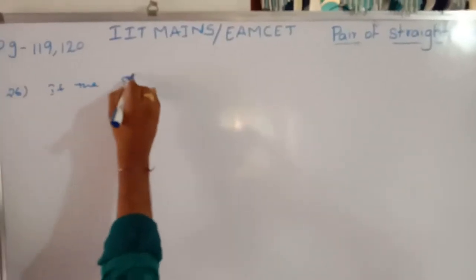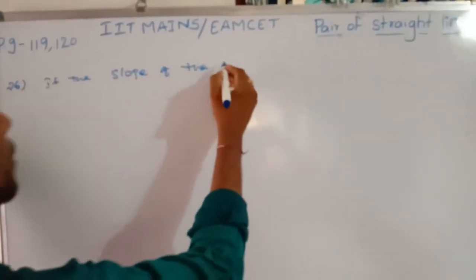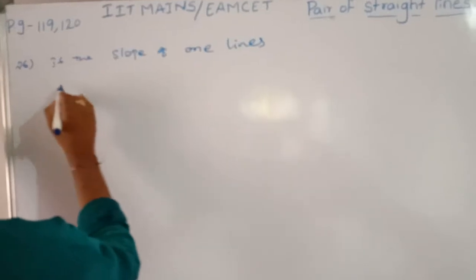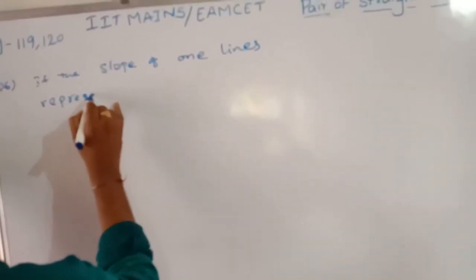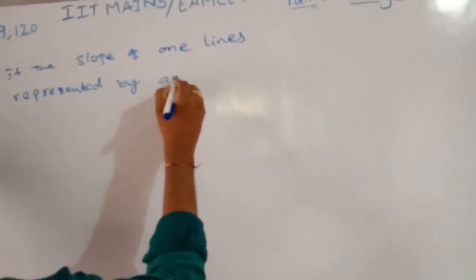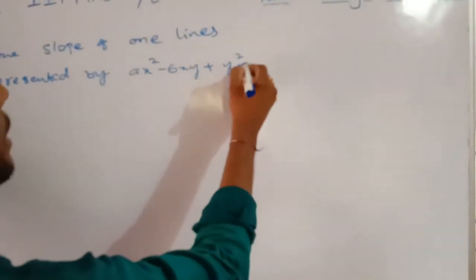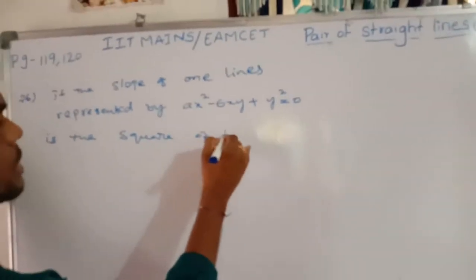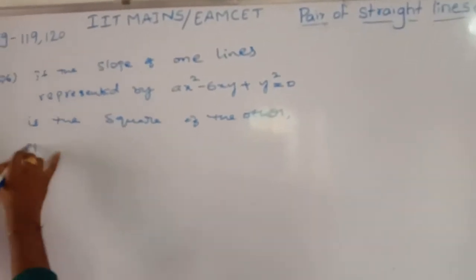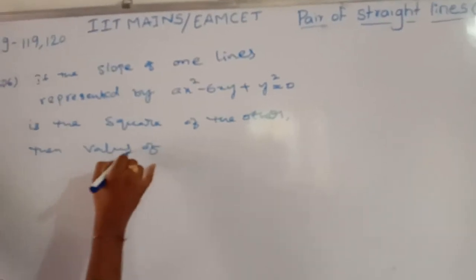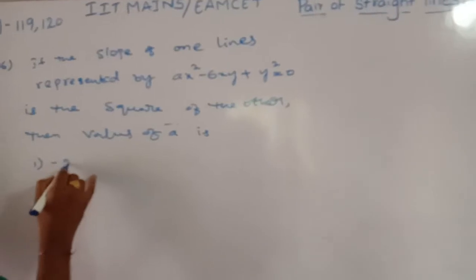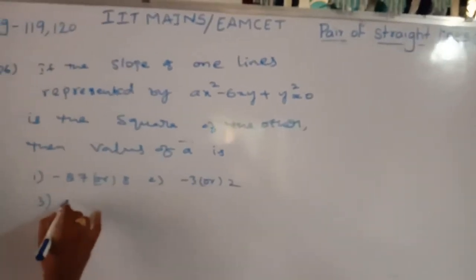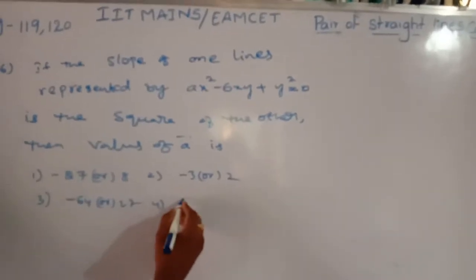If the slope of one line represented by ax² minus 6xy plus y² is equal to 0 is the square of the other, then the value of a is: first option minus 27 or 8, second option minus 3 or 2, third option minus 64 or 27, and fourth option minus 4 or 3.